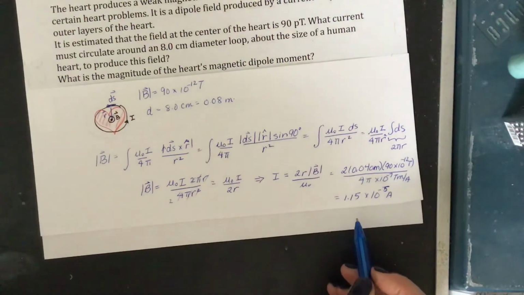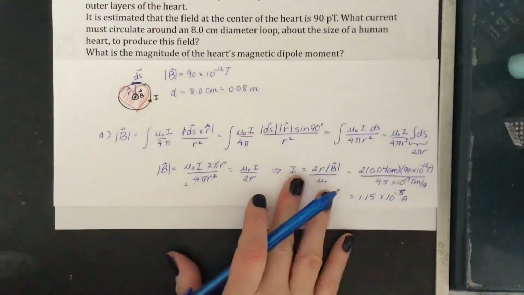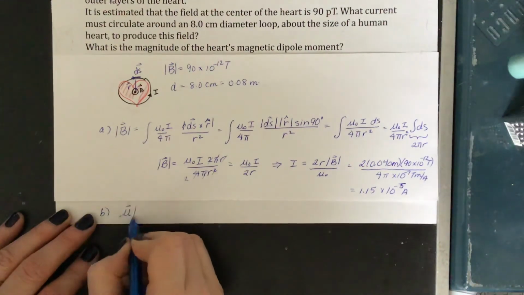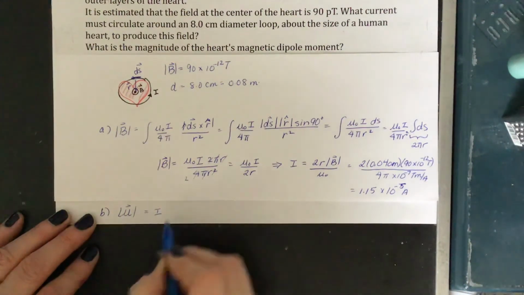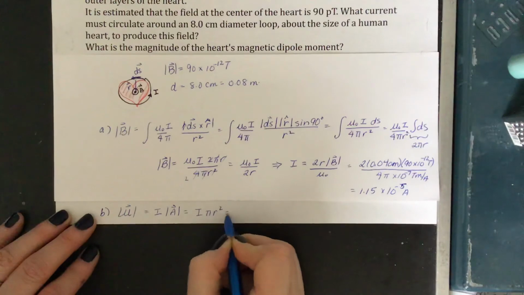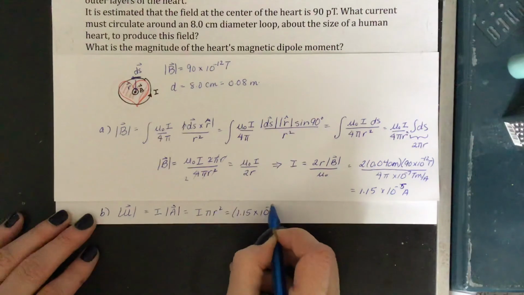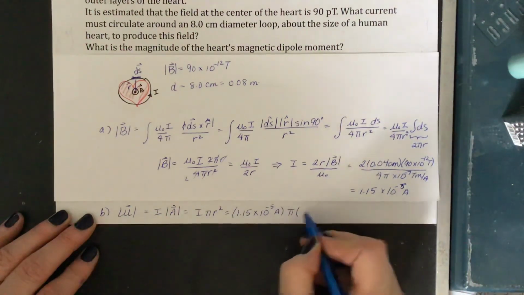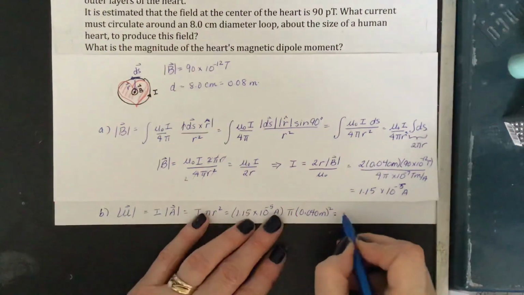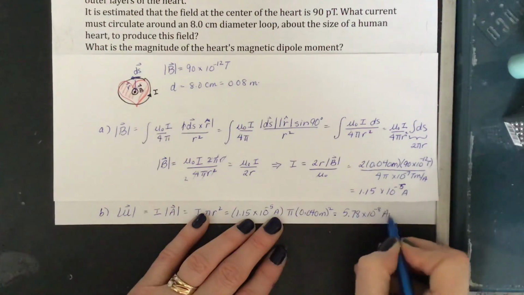There's part A. Part B, what is the magnitude of the heart's magnetic dipole moment? Let's remember how we find a magnetic dipole moment. The size of the magnetic dipole moment would be the size of the current times the size of the area. So current times pi times r squared. We can put in our current that we found above times pi times the radius, 0.04 meters, squared. And we get our magnetic dipole moment, 5.78 times 10 to the minus 8 amps times meters squared. So there's a little bit about the magnetic field of the heart.